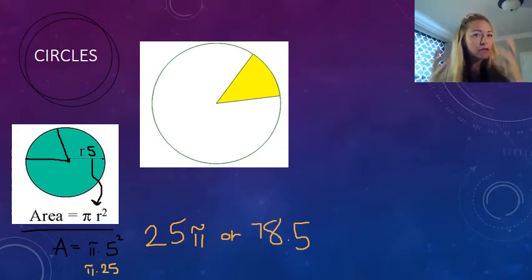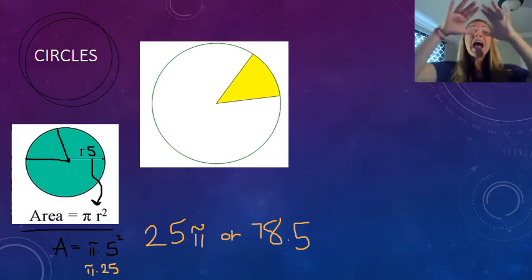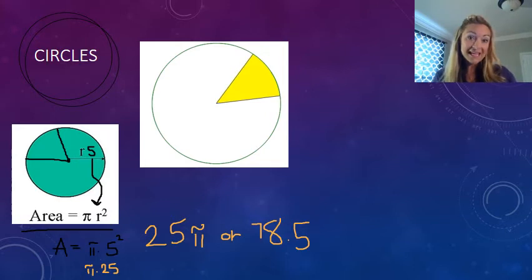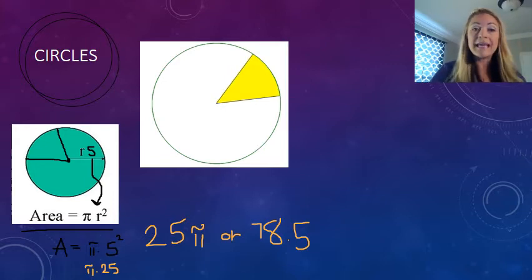So that's kind of the logic that we're doing with the circle. You have to know how much the whole thing is first, then we can find the portion. Okay, so here we go. Let's pretend this circle here, now we're looking at that yellow piece. We're going to pretend that that has a radius of 4.